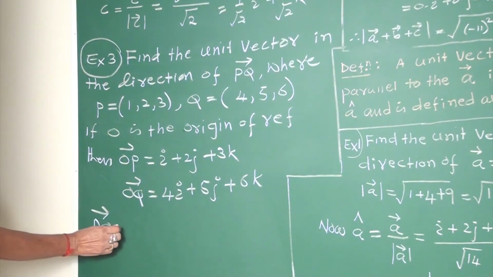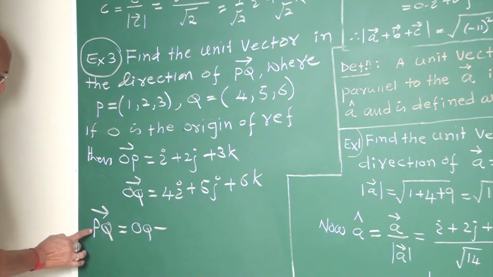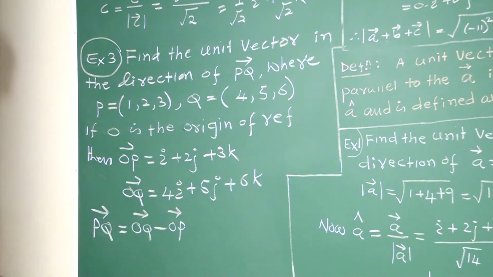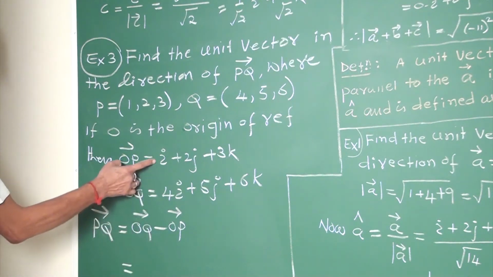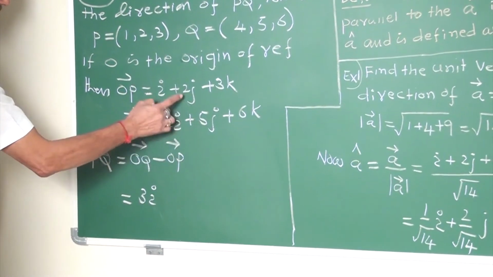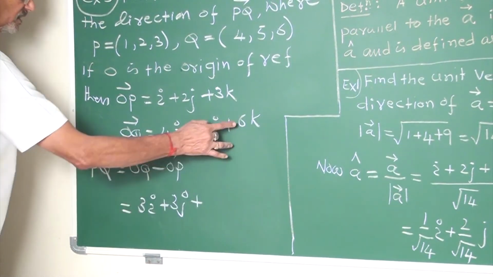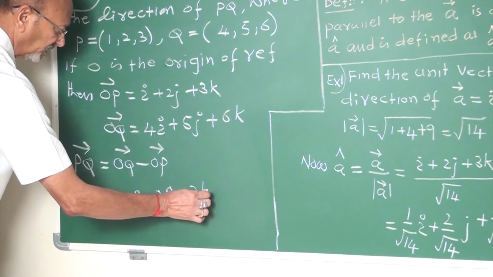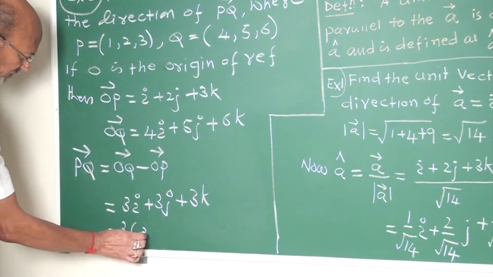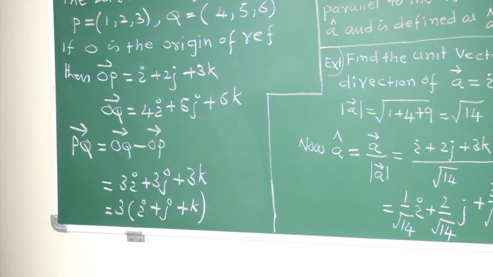Convert this vector in terms of position vectors: position vector of the second point minus position vector of the first point. Second point, first point. 4i minus i, 5j minus 2j, plus 6 minus 3, 3k. Or the same thing you can write as, taking 3 common, 3 times i plus j plus k.